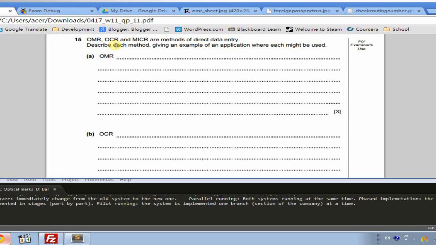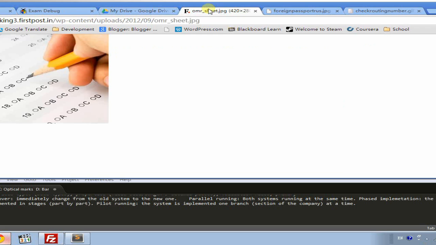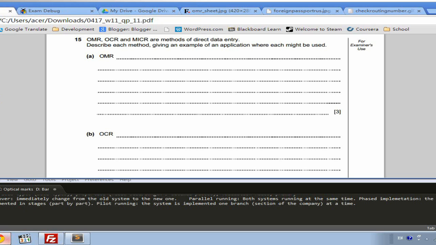So OMR is optical mark recognition, which is like this. If you've ever taken a little test, you put your pencil marks on there. They're going to be read by the scanner, and then the position of the marks are going to be identified by the computer, and it will be able to calculate your score based on that. So let's take that one down.